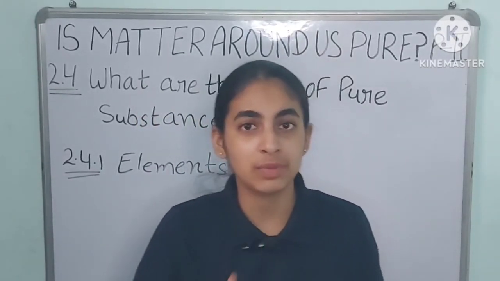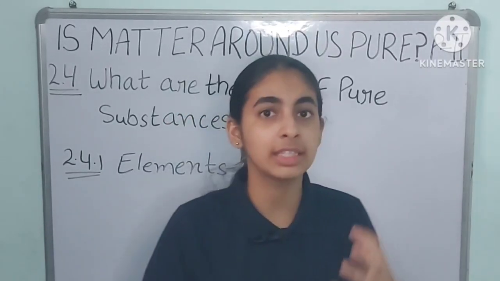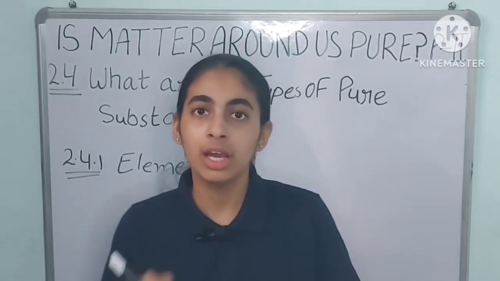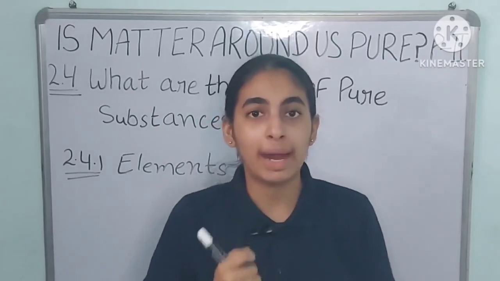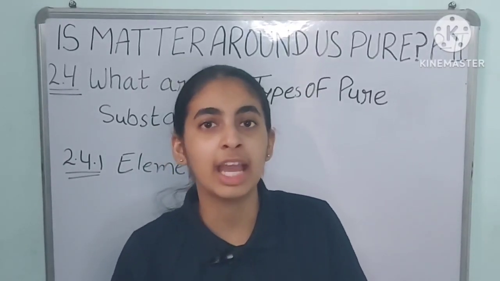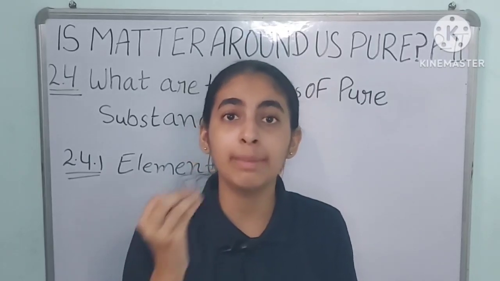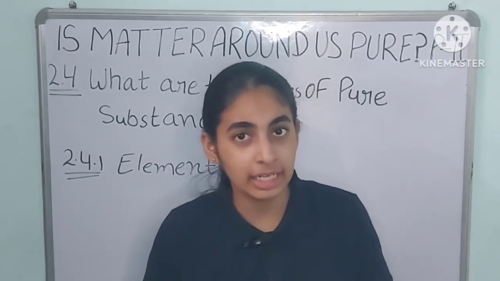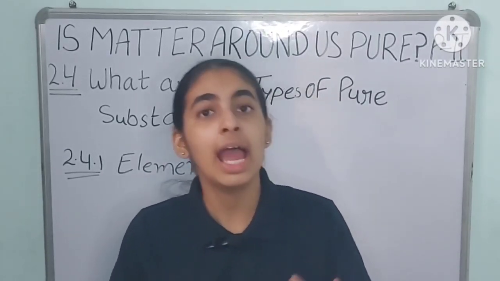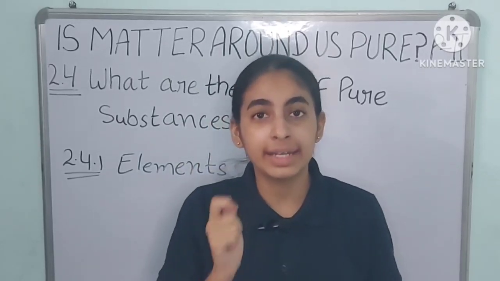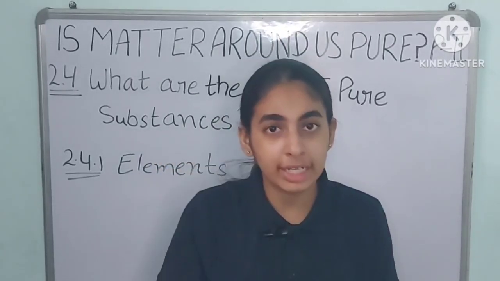So elements can be classified into three types: first metals, then non-metals, then metalloids. First, metals. We know metals are lustrous, shiny, with a silver-gray or golden-yellow color. They are malleable, meaning they can be hammered into sheets. They are ductile, meaning they can be drawn into wires. And they are sonorous, meaning they make a ringing sound when hit. So these are the properties of metals.